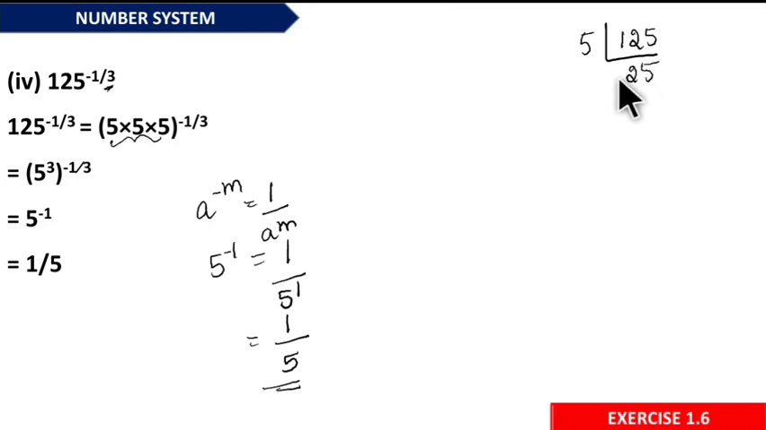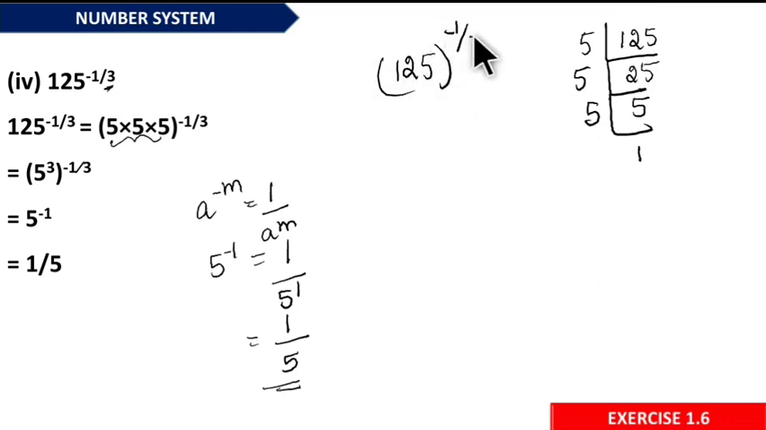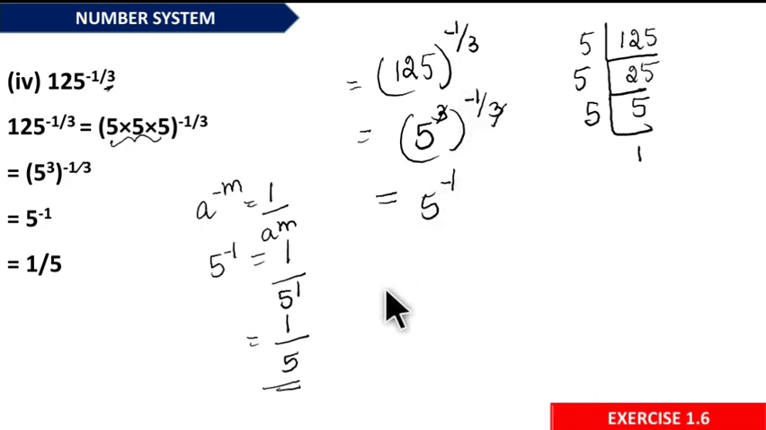5 25s are 125. Then 5 5s are 25. 5 1s are 5. We are having 5 3 times. So 125 to the power minus 1/3 you can rewrite as, how many times are we having 5? 3 times. 5 5s are 25, 25 5s are 125. 5 we are having 3 times. So the power is minus 1/3. Here the 3s get cancelled. Remaining is 5 to the power minus 1. 5 to the power minus 1 we can rewrite as 1 divided by 5. This is the answer.